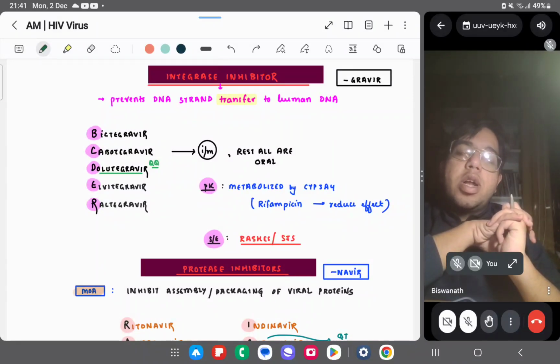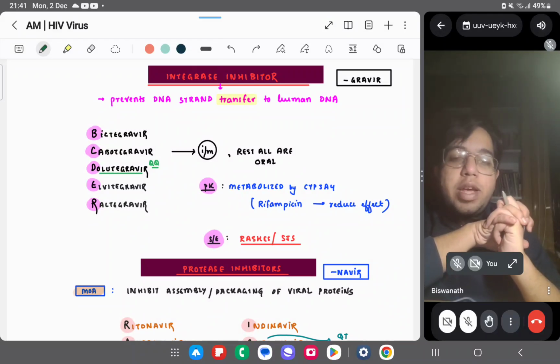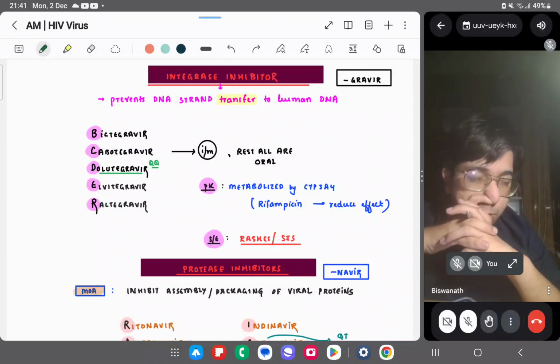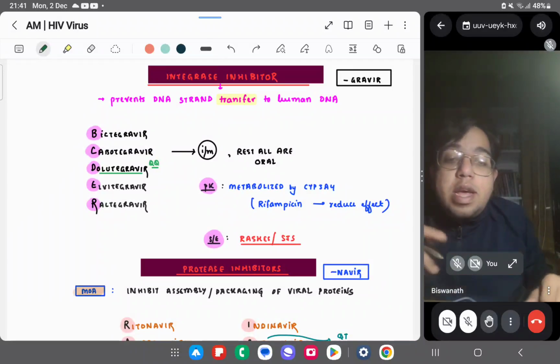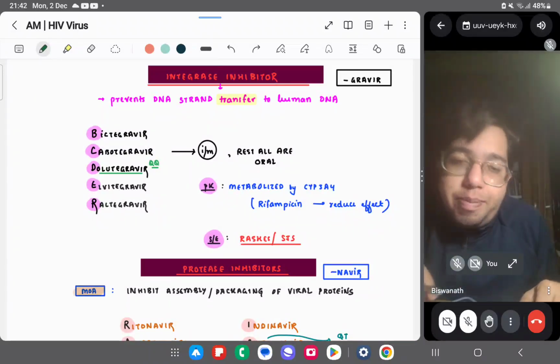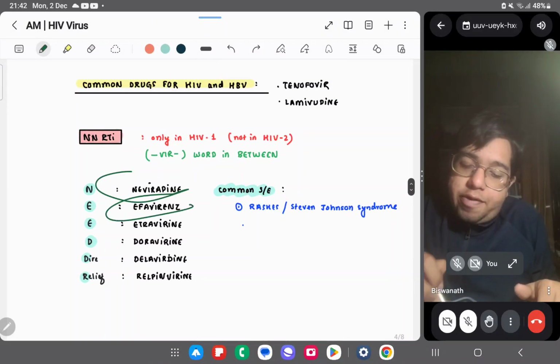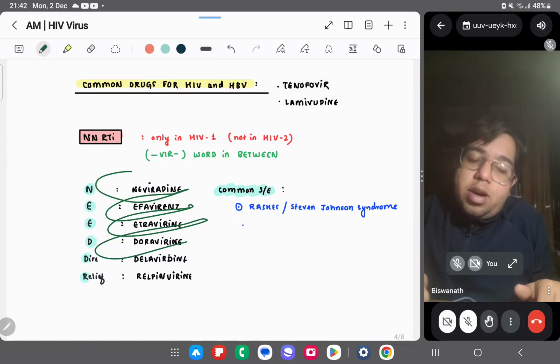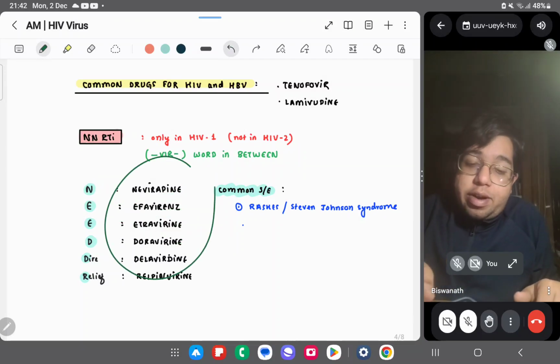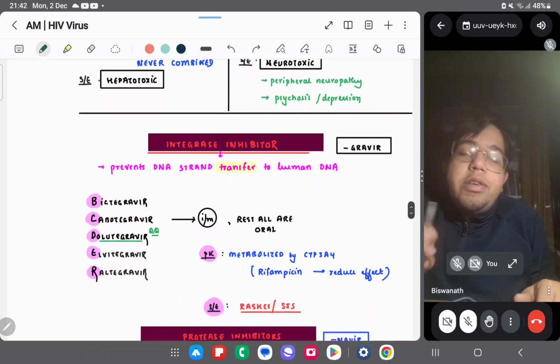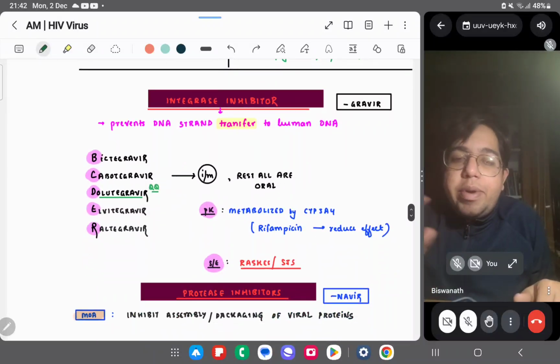And we talked about NNRTI, where you have to find the VIR word. The drugs are efavirenz and nevirapine, etravirine, doravirine, delavirdine, rilpivirine. Then we talked about integrase inhibitors, find gravir: raltegravir, dolutegravir, bictegravir, cabotegravir.